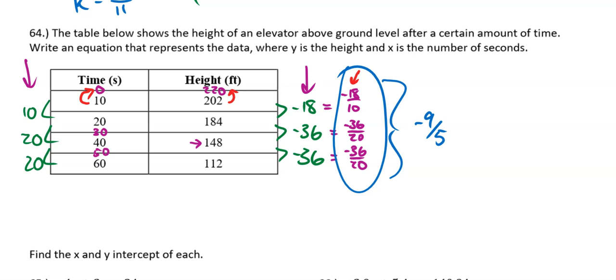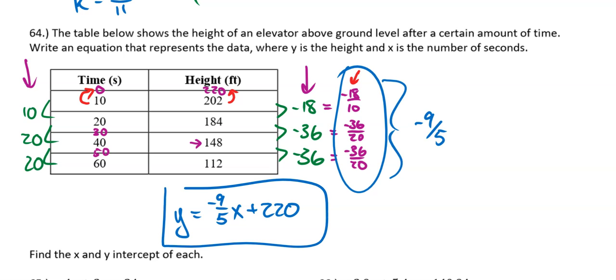And so that's my y-intercept, which means I can write the equation of this. It's y equals negative 9/5 x, that's the slope, plus 220, which is my y-intercept. That's telling me where the elevator started.